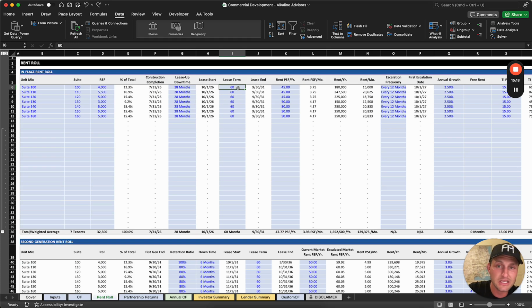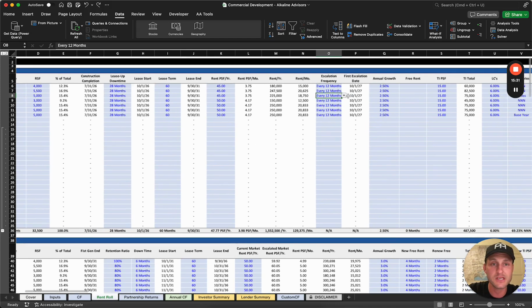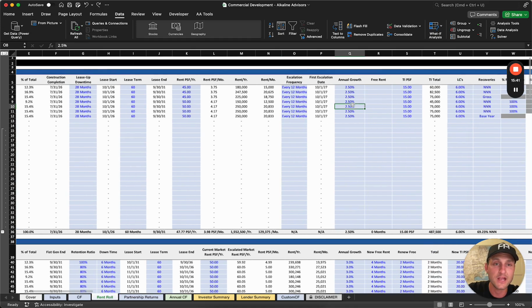You can then choose the lease term in months. You can choose the rent per square foot per year for all of these tenants, and then it'll calculate the rent per square foot per month. You can choose the escalation frequency. So when are we growing the leases? Every 12 months, every 36 months, every 60 months. And then we have the annual growth rate thereafter. So this is the first escalation, and then this is the escalation thereafter.